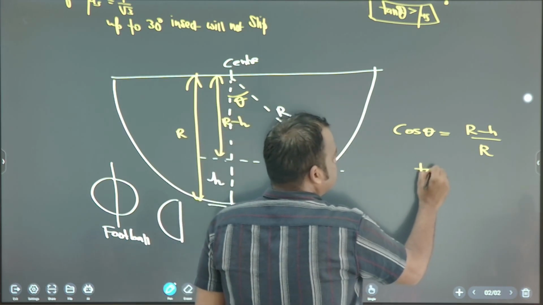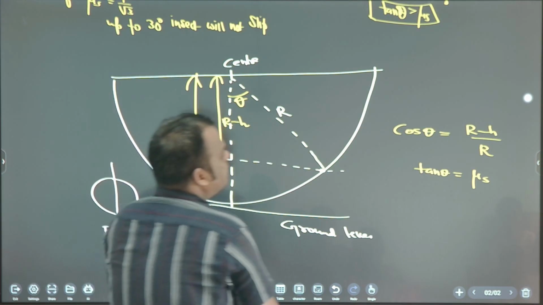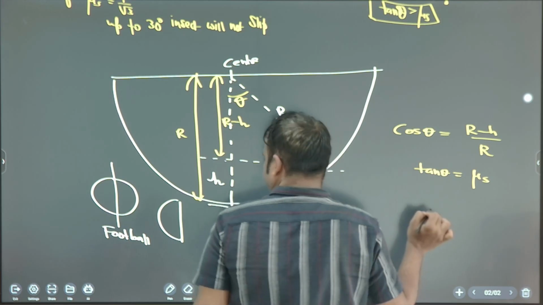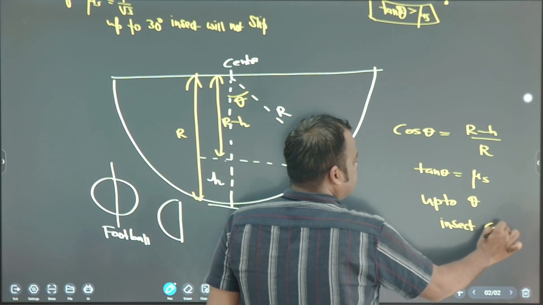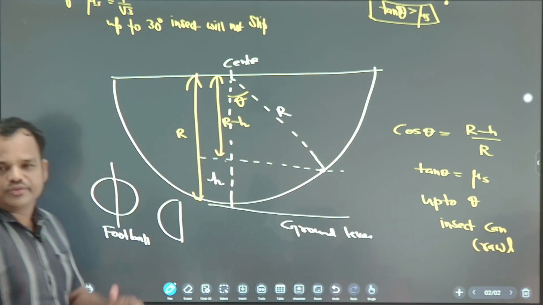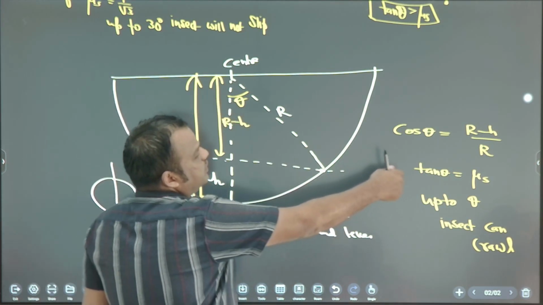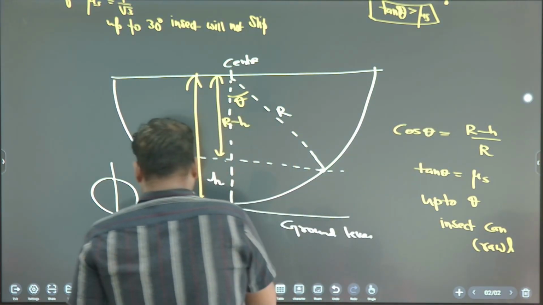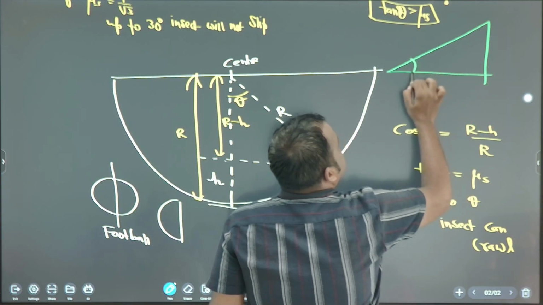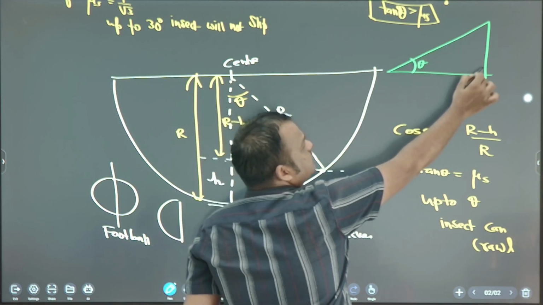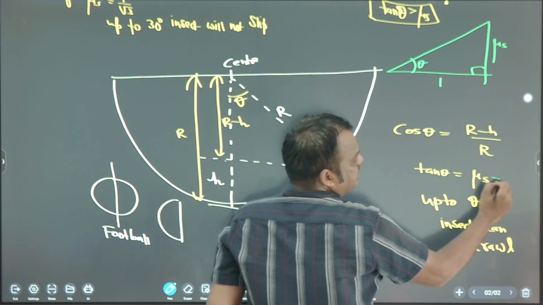And how much is tan theta? You can say mu s. Tan theta is mu s, the angle of repose. So the insect can crawl up to theta only. More than theta, it will slip. Understood? Now tan theta is mu s. How to calculate cos theta? Look here. Suppose this is theta. This is a right angle triangle. If tan theta is mu s, can I say opposite is mu s and adjacent is 1? Can I say like this?